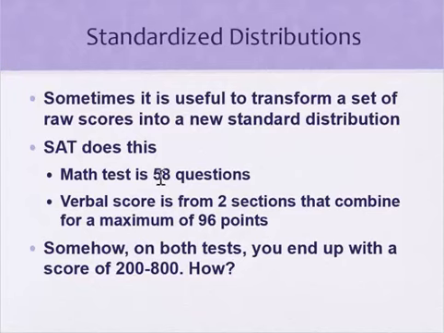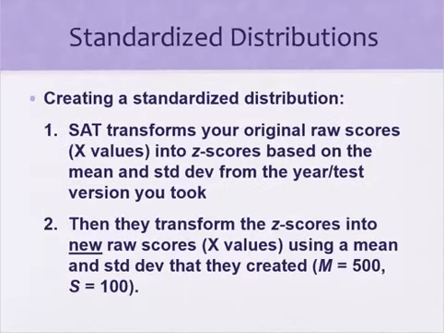How is that the case? Again, there were only 58 questions on the math exam, but your score is somewhere between 200 and 800. And both of the verbal tests that they use to compute your verbal score are out of a max of 96 points, but that also has a score of 200 to 800. How do they do that? Well, what they do is they create a new standardized distribution. So here's what SAT does.